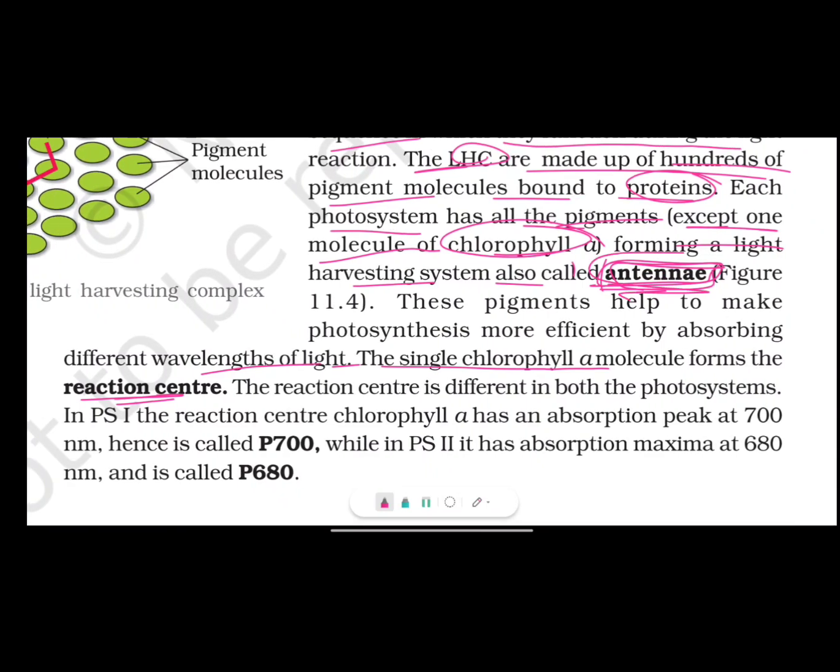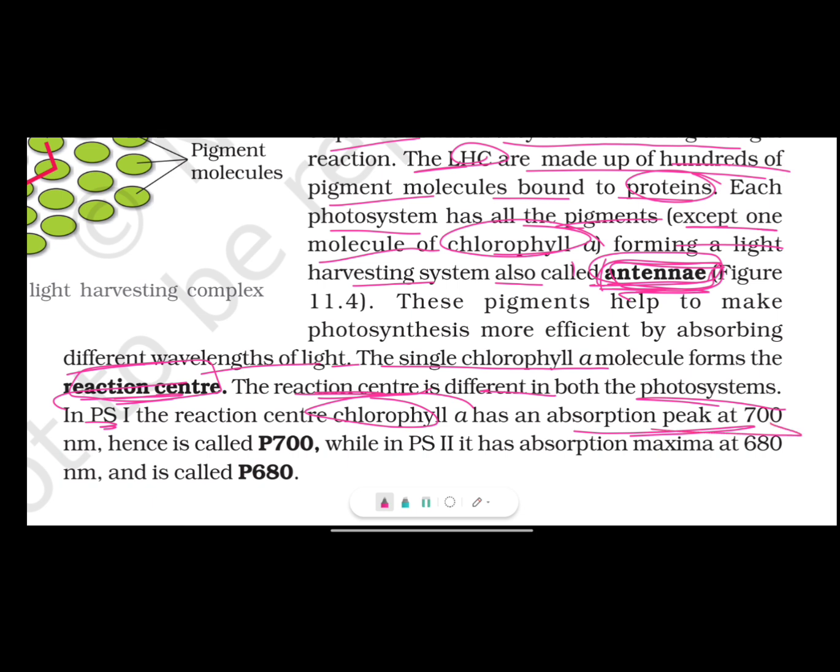In the antenna, it excludes chlorophyll A, but what is known as the reaction center? Only the chlorophyll A is known as the reaction center. The reaction center is different in both photosystems. In PS1, the reaction center is chlorophyll A and has a maximum absorption peak of 700 nanometer.